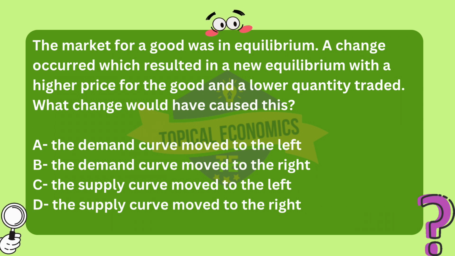This creates a situation where there is less of the good available in the market, which leads to higher prices. With a reduction in supply, the good becomes scarcer, and the price tends to rise because buyers are competing for the limited quantity available. And lower quantity traded. As the price rises, some consumers may no longer be able to afford the good, or they may decide to buy less, leading to a decrease in the quantity traded.